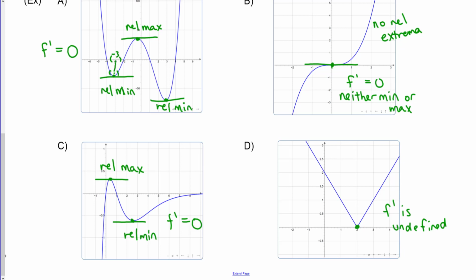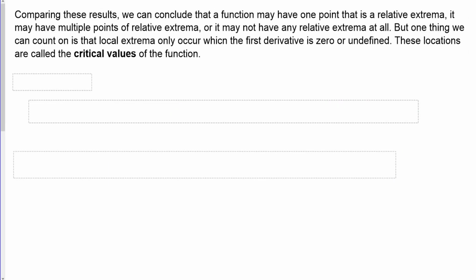So, over all these different cases, I think we can come up with a conclusion. Comparing these results, we can conclude that a function may have one point that is a relative extrema, it may have multiple points of relative extrema, or it may not have any relative extrema at all. But one thing that we can count on is that local extrema only occur when the first derivative is 0 or undefined. So these locations are called the critical values of the function.